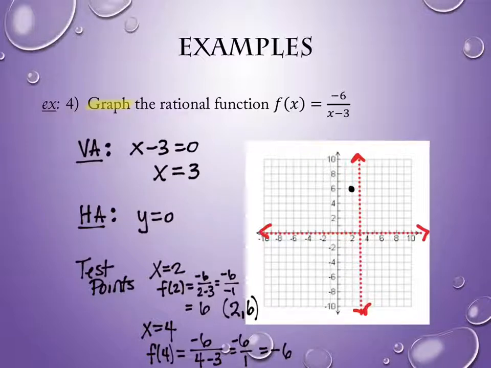Okay. I got another ordered pair. My ordered pair is 4, negative 6. So I can plot 4, negative 6, and it'll be right here. Here's the beauty of this. Once you have 1 point, all it takes is 1 point on either side of the asymptote, and you can draw the rest of it.